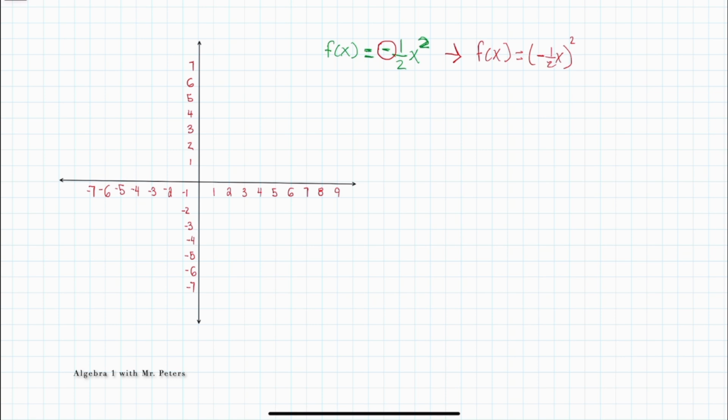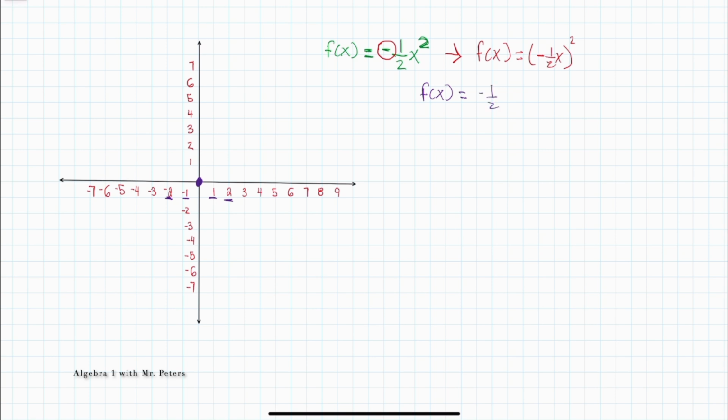So our origin is going to be the same. It's going to stay at 0, 0. So now what we're trying to figure out is, what are our x values going to be? Our y value is going to be found when we plug in x's such as -2, -1, 1, or even 2. So we're going to create a table. That is always the best way to do this when we have a vertical stretch or compression.